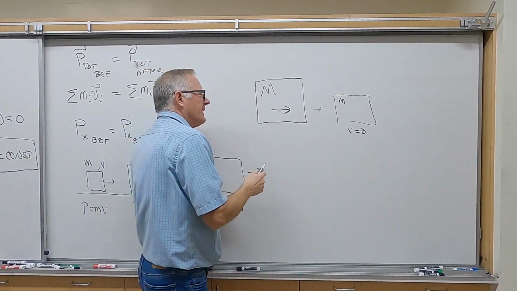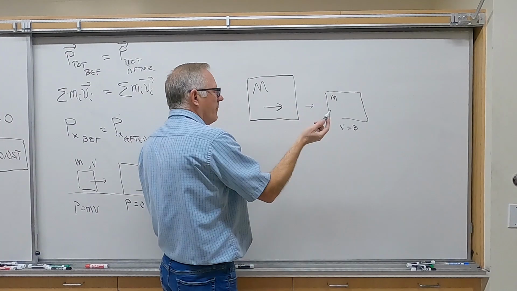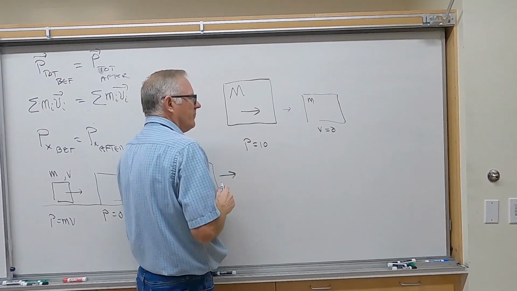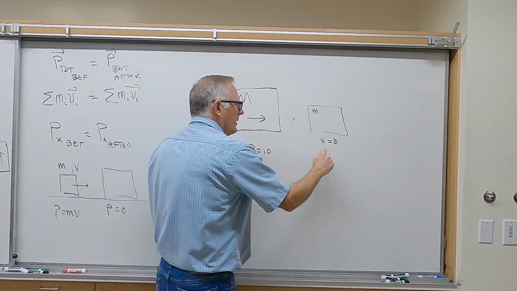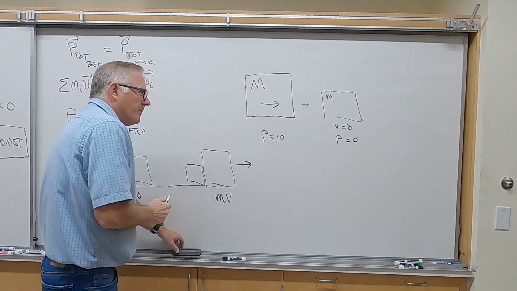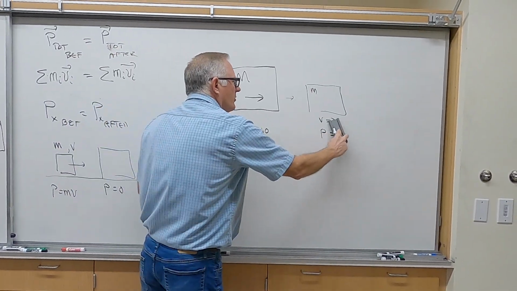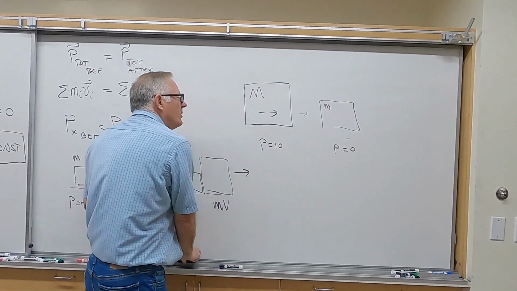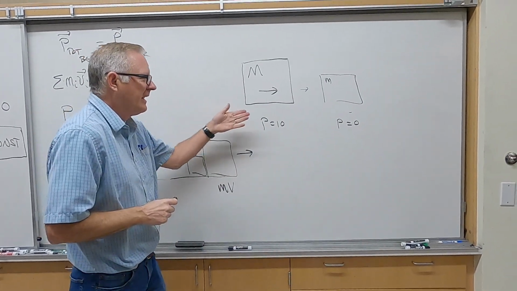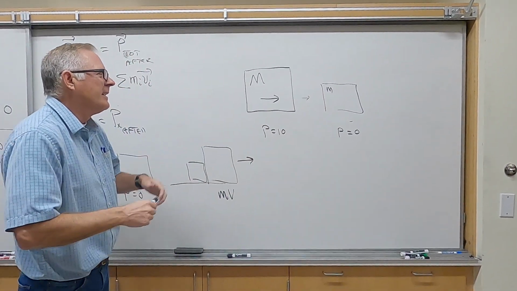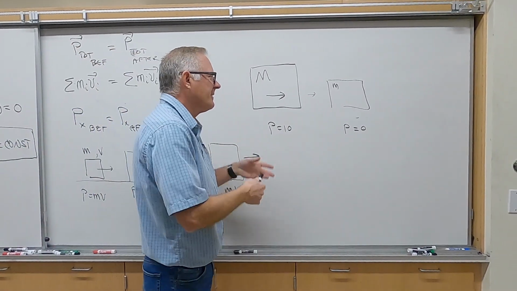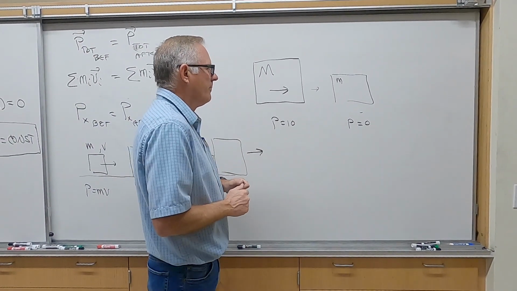Well, if they don't stick together right here, I'm going to make up some numbers. Let's just say the momentum of this is 10 units of momentum. This one, the momentum is 0 units of momentum because it has no speed. So the total momentum of the two before the collision is 10 units that way. Now they bump into each other, and they're not going to stick. They're just going to bounce off.